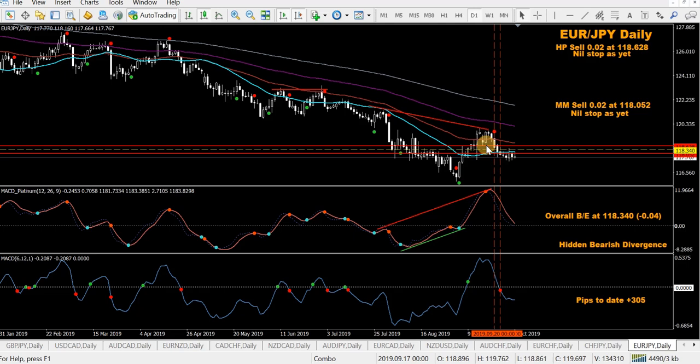Euro yen, a HP sell and a mod MACD sell, and price is going nowhere for about 5 days on this pair. MACD Platinum's getting close to zero level, so I might close out half my HP sell and put a stop in place, see how we go. It's just not exactly getting me too excited, but at the moment our overall break-even's right smack bang in the middle of those two sells, as we're minus 0.04 short. So that's the Euro yen.